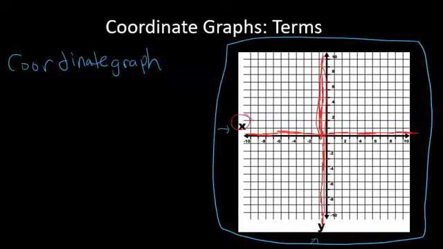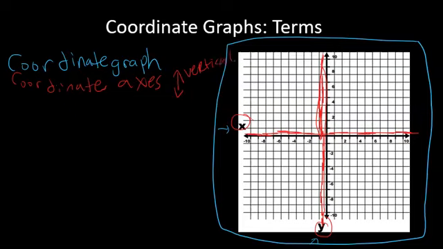So basically this x and this y, that is the coordinate axis, right? When it goes up and down, it's called vertical. And when it goes left and right, it's called horizontal.